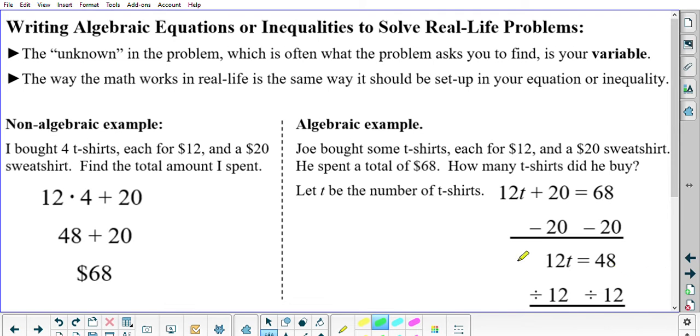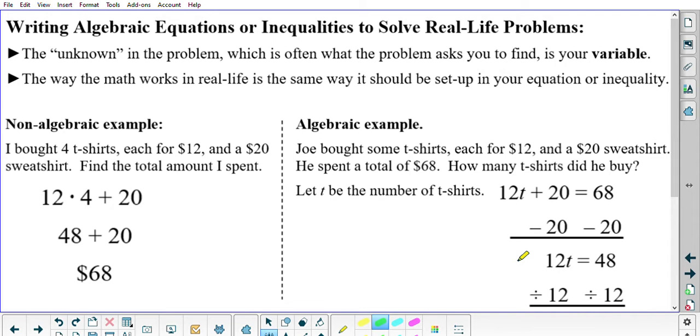Now, what about word problems? A lot of kids don't like word problems. So here's what I tried to teach you earlier this year. The unknown in the problem, which is often what the problem asks you to find, that is going to end up being your variable, your letter that you pick to represent that unknown number.